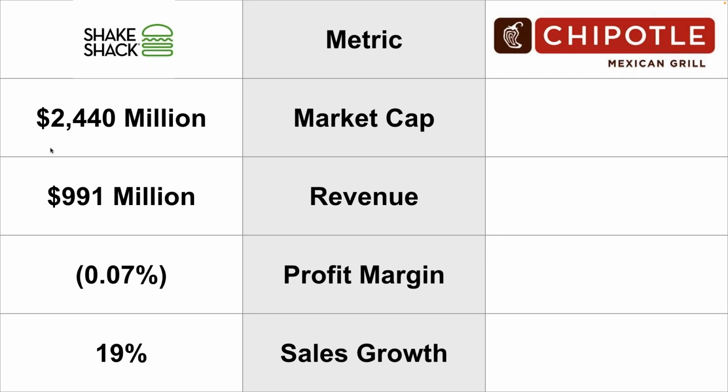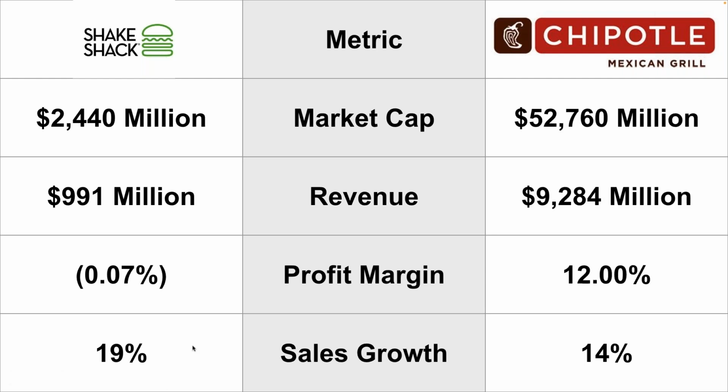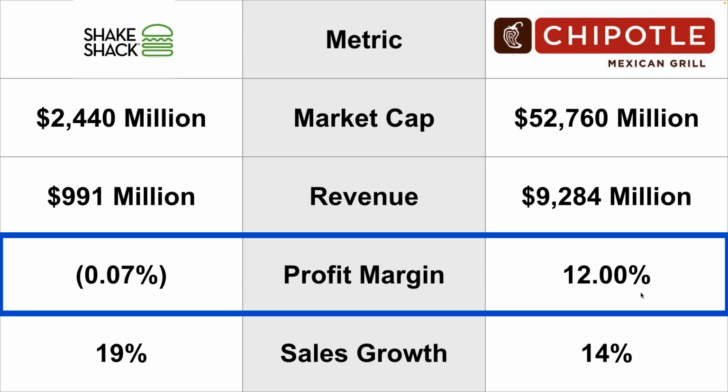So here are Shake Shack's current numbers. This is about a $2.4 billion company. It's got about $990 million in trailing 12-month revenue. It's got negative profit margins, and its sales are growing about 19%. Let's compare that to Chipotle, which is a much bigger company, $53 billion market cap. It has $9.3 billion in trailing 12-month revenue. However, Chipotle is optimized for profits, and its profit margin is about 12%. So it's logical to assume that Shake Shack, once it focused on profitability, could get to a 12% profit margin.